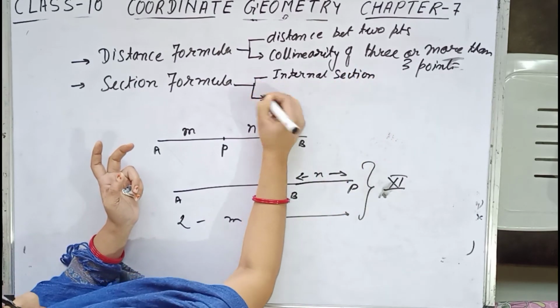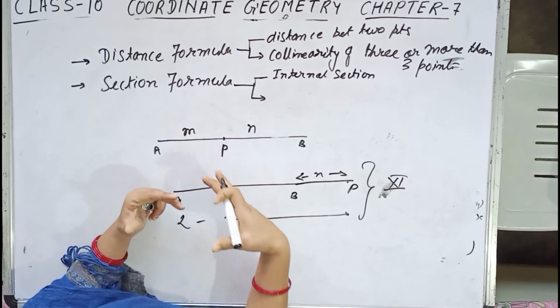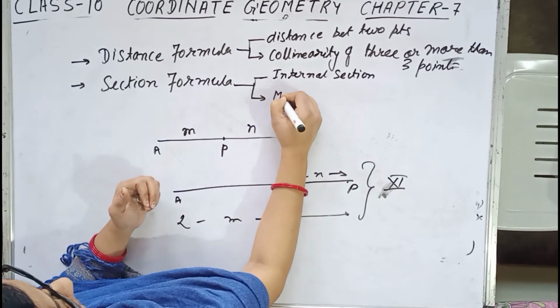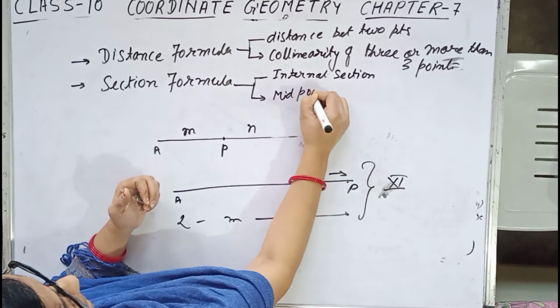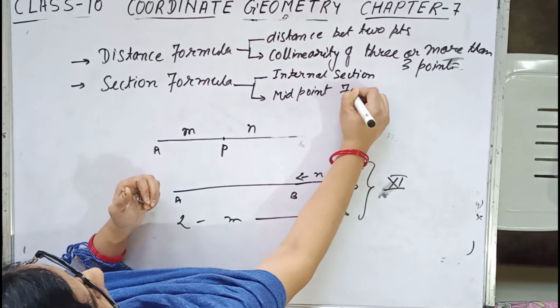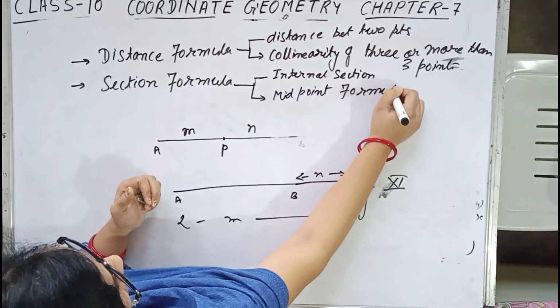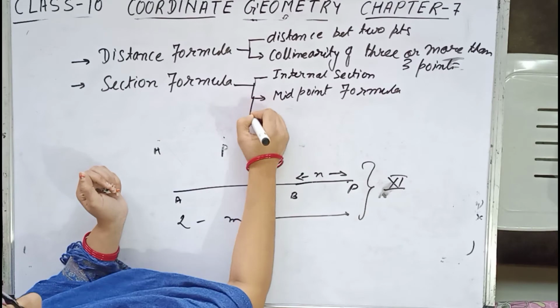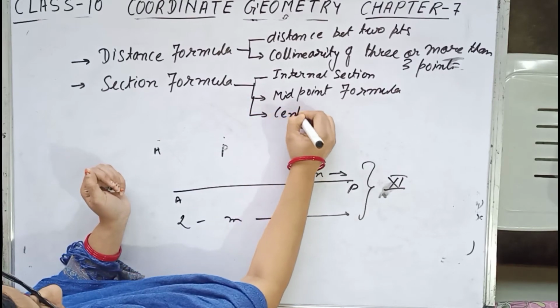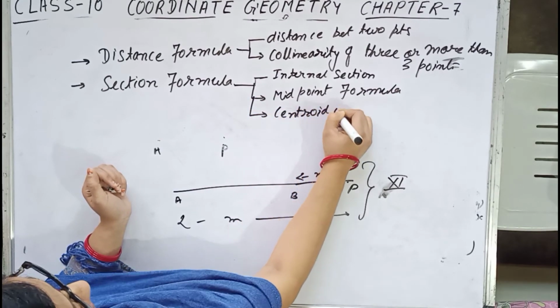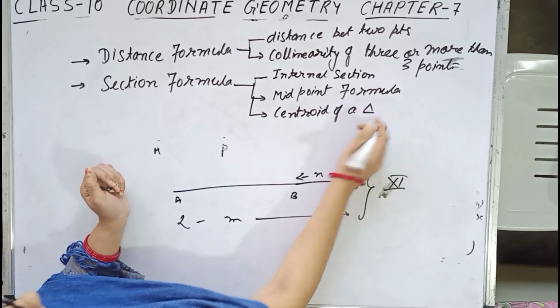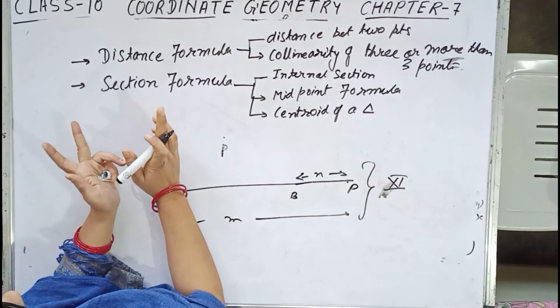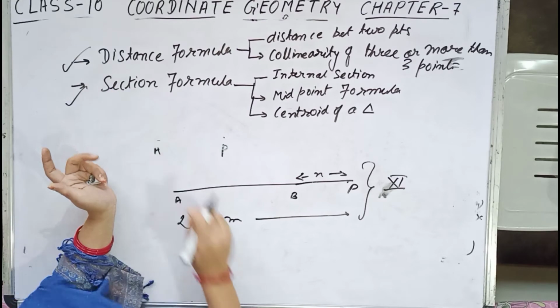Now based on the section formula only, using this formula we will be getting the midpoint formula, and using this we will be getting the centroid of a triangle. So the only two topics right now I have written are distance formula and section formula.